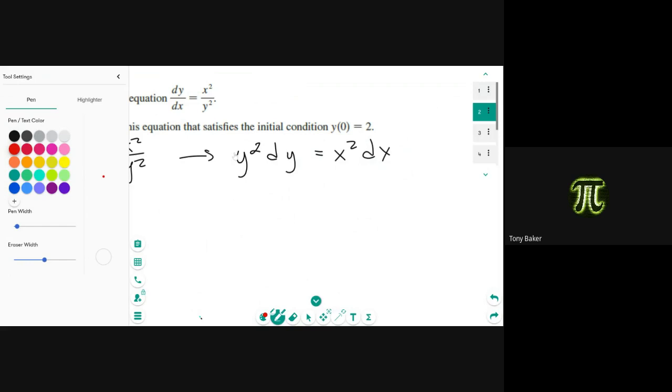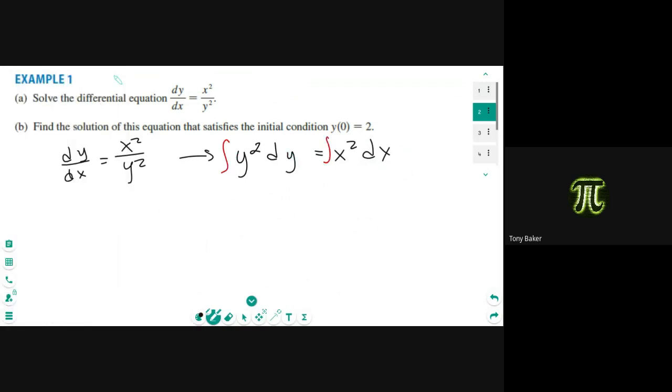I do my integral of both sides. So it's the integral of y squared equals, what's the integral of x squared? Only put your plus c on one side.